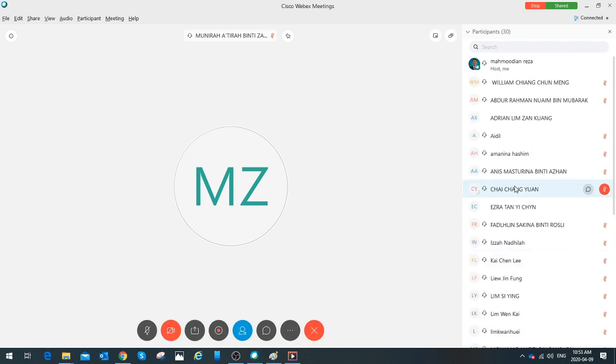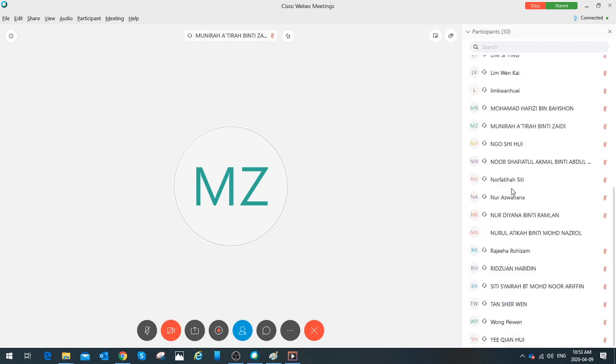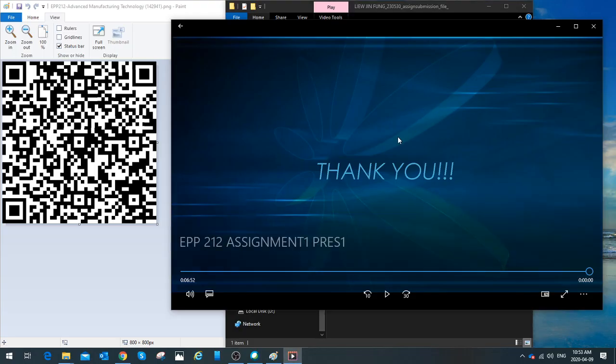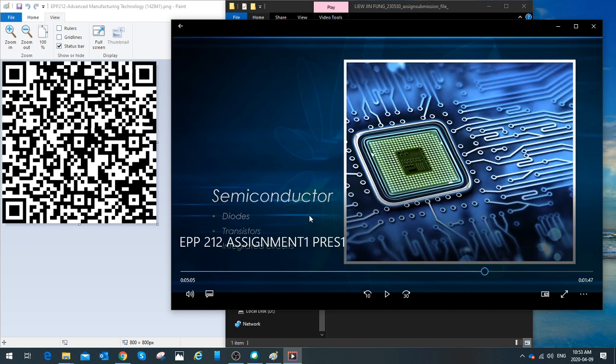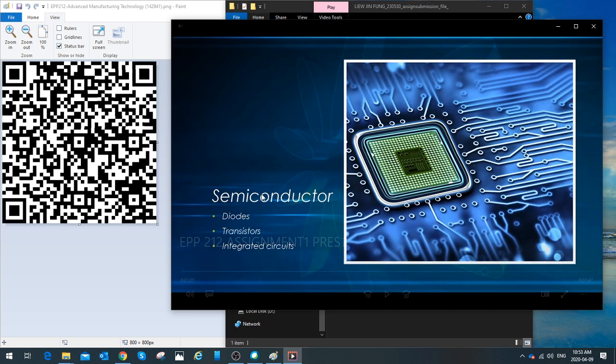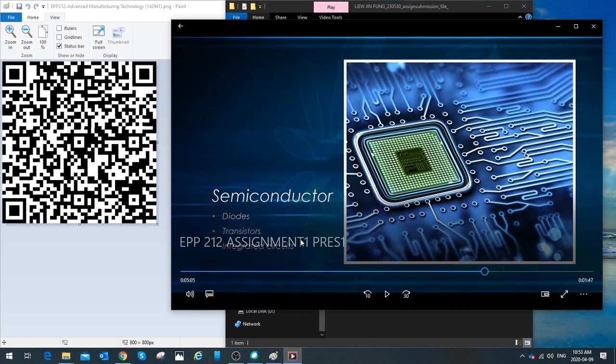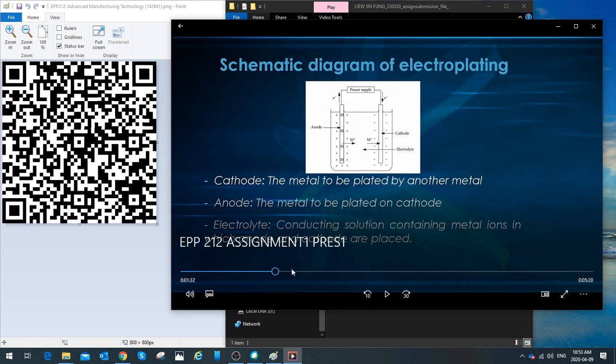Alright, we watched the video. I have to correct some of the mistakes in the video. First, it should be very clear what you mean by electroplating being used in diodes or transistors. It's a very controversial statement.